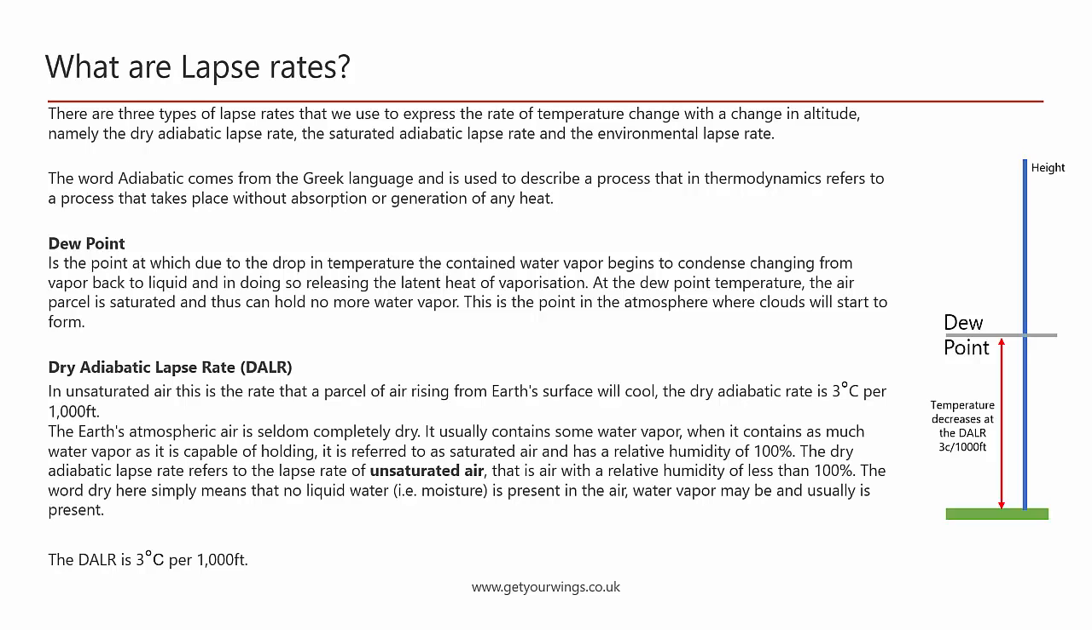In the Earth's atmosphere, the air is seldom completely dry. It is usual for it to contain water vapour. So in this context, the word dry refers to a relative humidity of less than 100%. As you can see in the diagram on the right, the parcel of air will ascend and lose temperature at the rate of 3 degrees centigrade per 1,000 feet until it reaches the dew point.